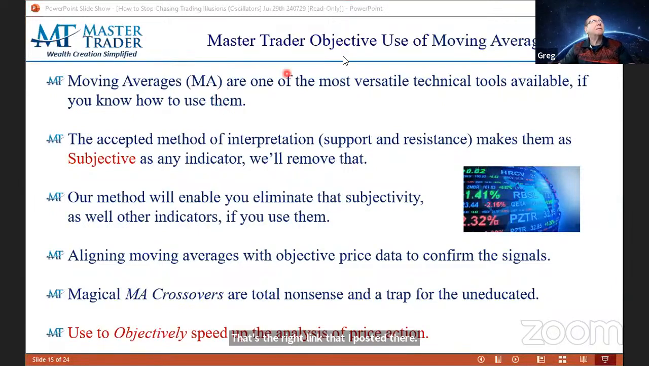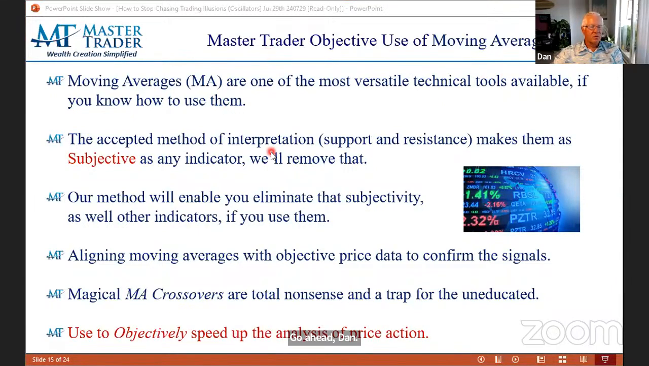Go ahead, Dan. Yeah, so we're going to show you briefly here how to objectively use moving averages, because, back to our first slide, we say volume and moving averages are secondary to us. We don't need them. We need price action, and that's it. But we throw on a couple of moving averages and volume just to speed up the analysis. So that's what we're going to show you here.